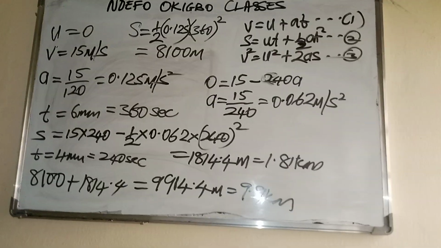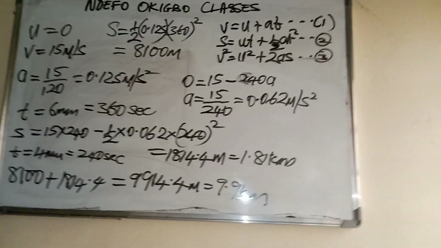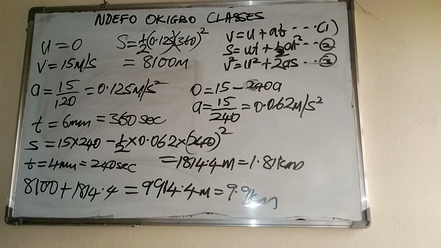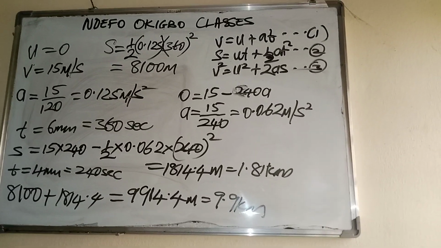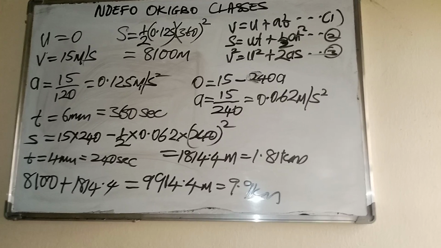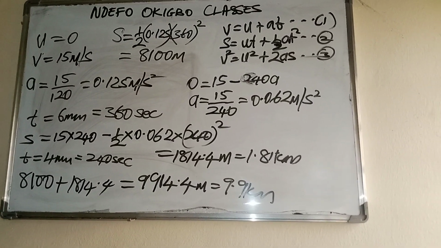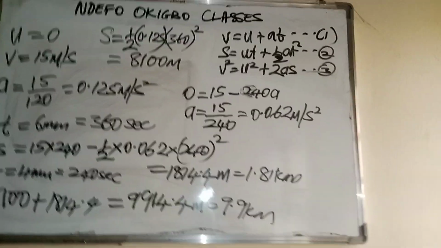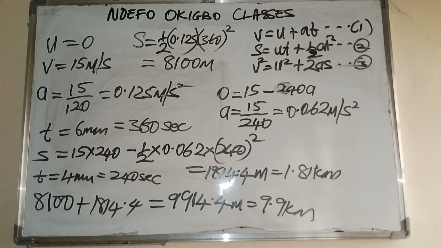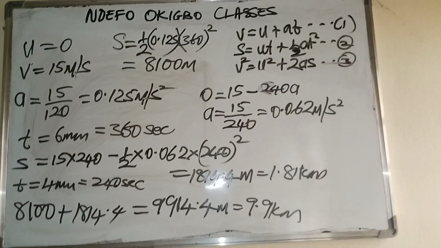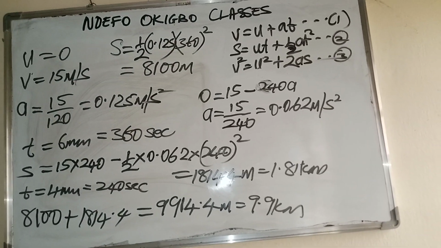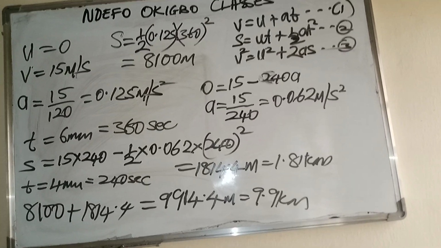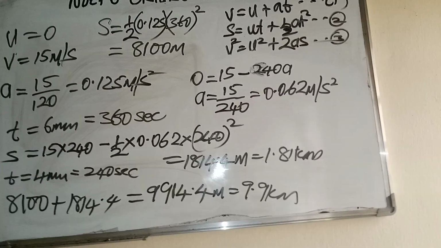So that's that. Let me read the question again. The question says that a car moves from rest, accelerates to attain a velocity of 15 meters per second in 120 seconds. It traveled at this velocity for 6 minutes and then was brought to rest with a uniform retardation in 4 minutes. What is the total distance traveled by the car?